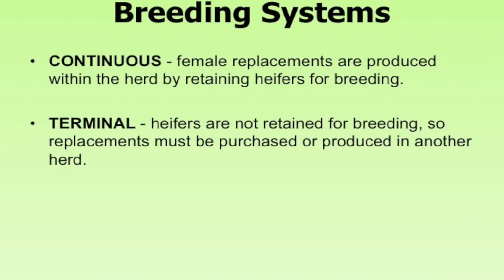Breeding systems: one, a continuous system, in which the replacement females are produced within the herd, and we take those heifers and put them back into the herd. And a terminal system is where heifers are not retained for breeding, so replacements must be purchased or produced in another herd. We talked in the earlier lecture about sire breeds, and oftentimes we think of them as a continental breed that's heavier muscled, growthier type animals. But a terminal cross could be maybe a continental breed, or it could even be a British breed too.